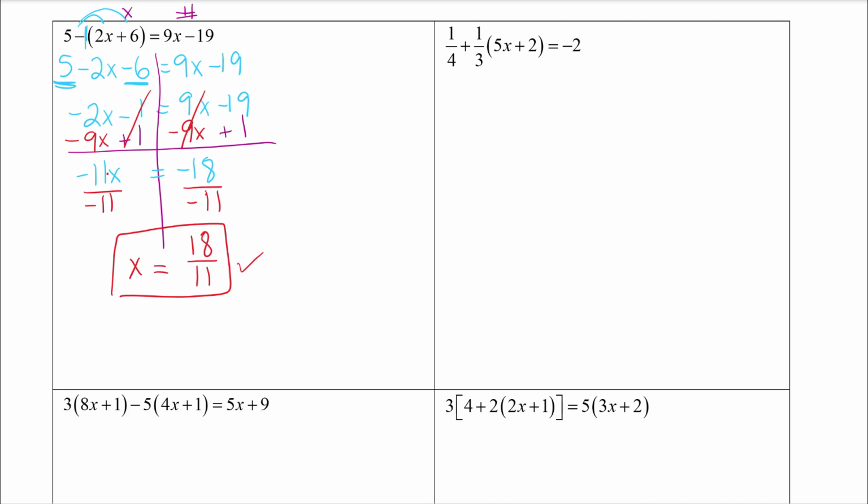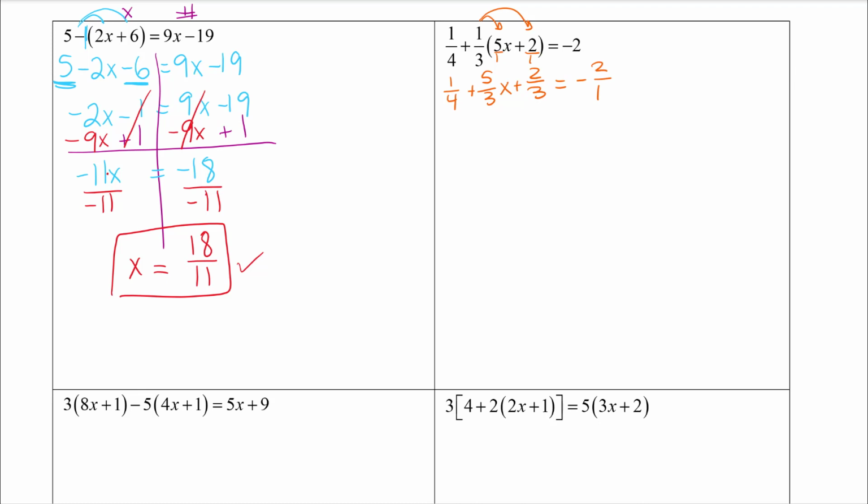So I'm going to take this 1/3 times 5x and then times 2. Remember, it's easier to multiply fractions to other fractions than fractions to whole numbers. So I'm going to make the 5/1 and the 2/1. I have 1/4 plus 5 times 1. I'm multiplying the numerators and get 5. 1 times 3, and that's 3. Multiply the numerators. 1 times 2 is 2. 1 times 3 is 3. Equals -2. And actually, I'm going to make the -2 a -2/1.